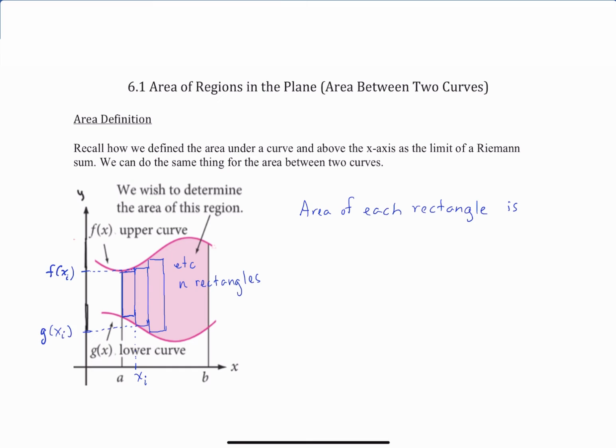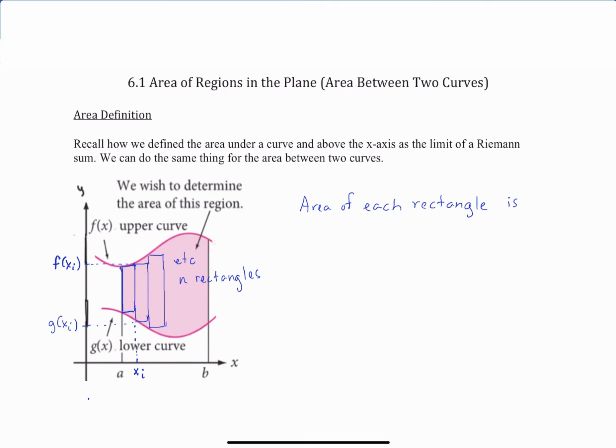So, computing the area, we have the height, which would be the difference of the height of the top of the rectangle minus the height of the bottom edge of the rectangle. So f of x sub i minus g of x sub i. That's our height of that generic rectangle number i. Now, what's the width? To get the area, we need to multiply the height by the width. Well, remember, we called the width of each rectangle, they're all the same width, we called that delta x.